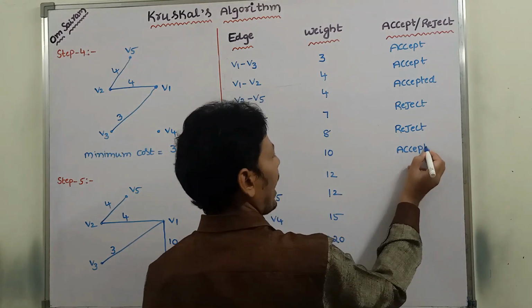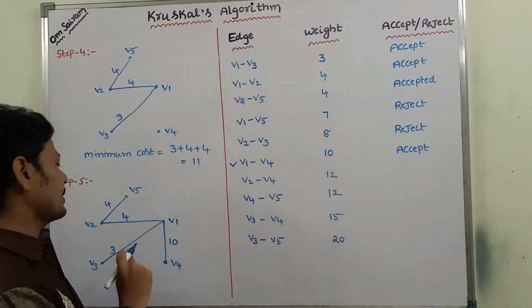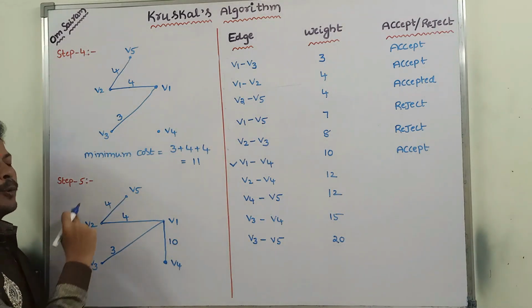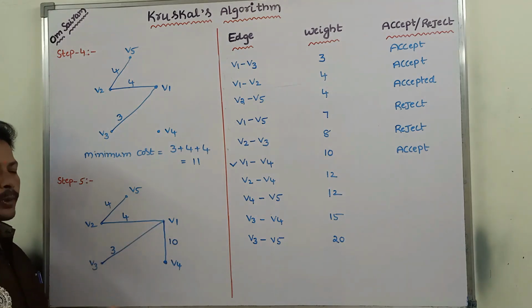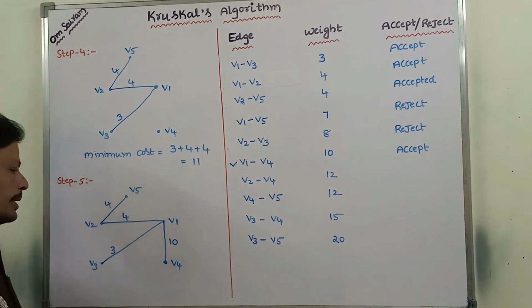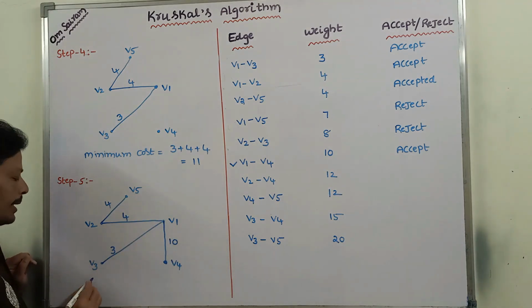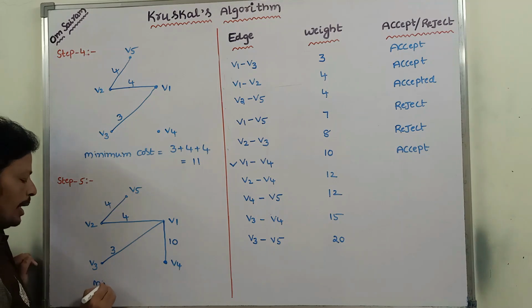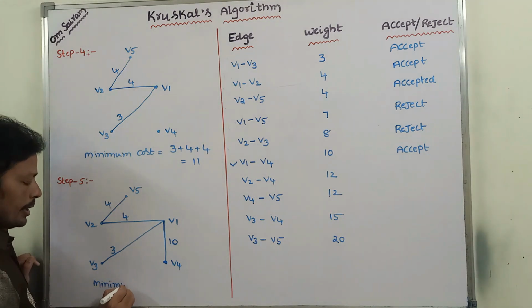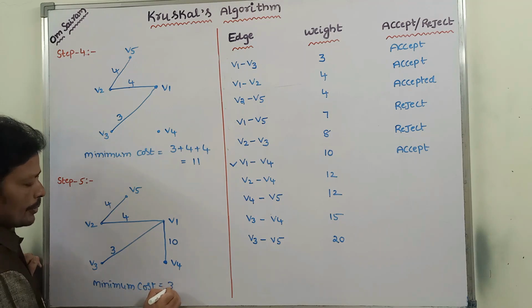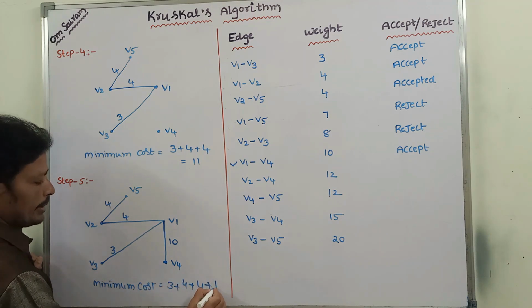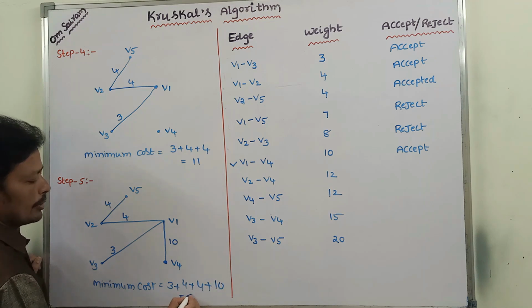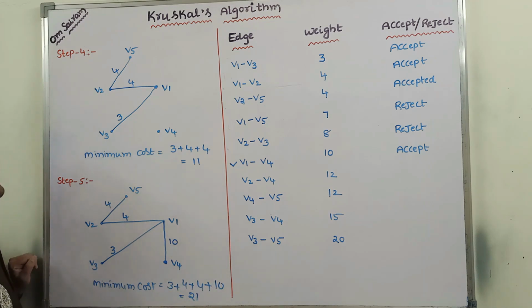Because after adding this edge into the existing spanning tree, no cycle is formed, so we have to accept that edge. After adding this edge, the minimum cost of the spanning tree is 3 plus 4 plus 4 plus 10, that is equal to 21.